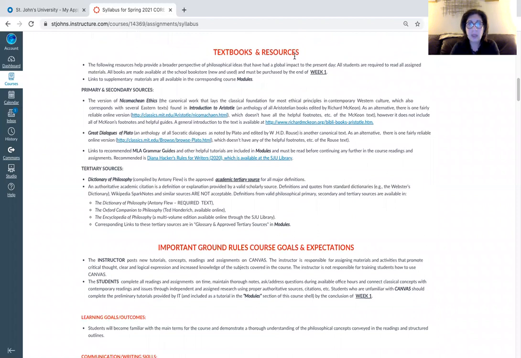Textbooks and resources. These are the required textbooks that are also available at the school bookstore in print form. So for those of you who prefer a solid print form of the textbooks, these are available for you. The rest of the resources that are available in modules are articles or shorter texts, etc. However, if you don't want to purchase, that's fine. You just need to use the links that are here, okay?